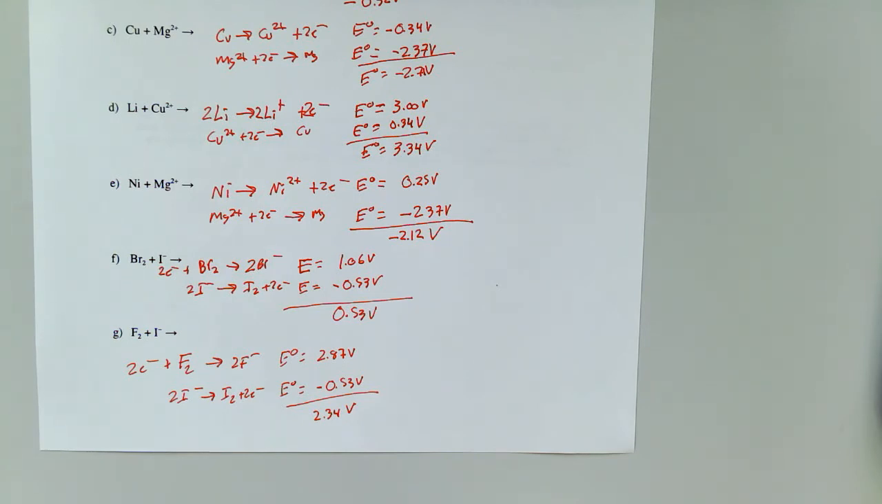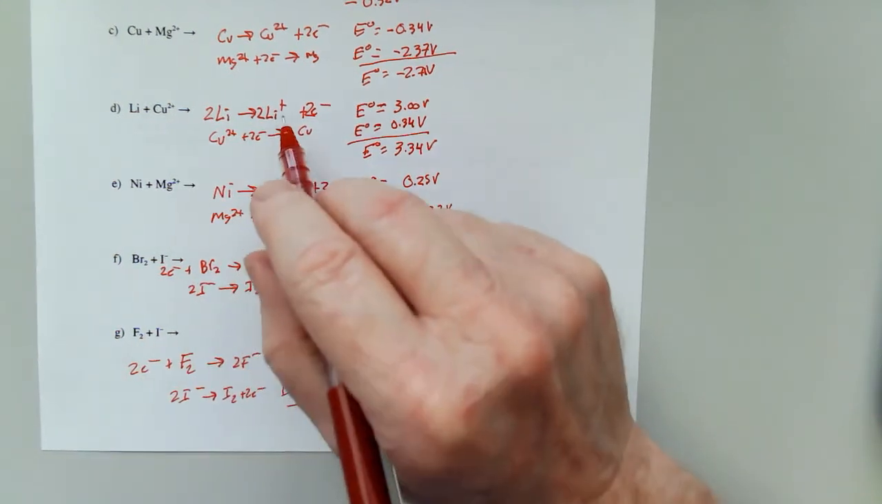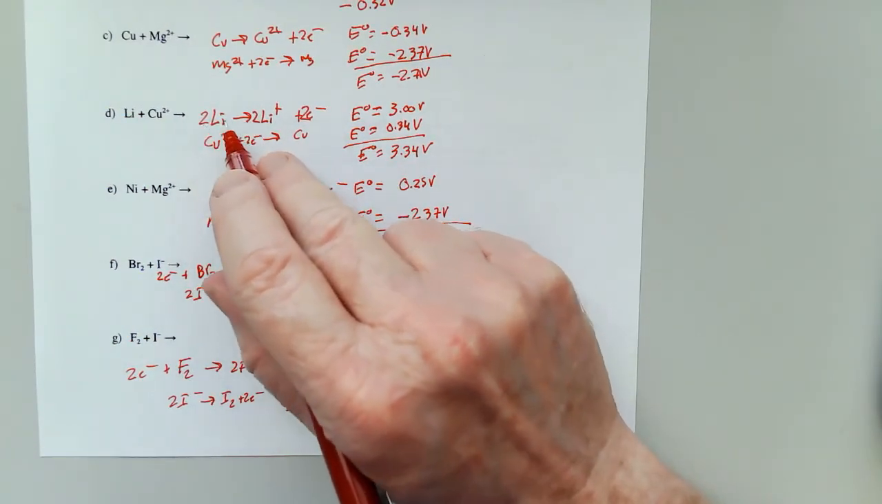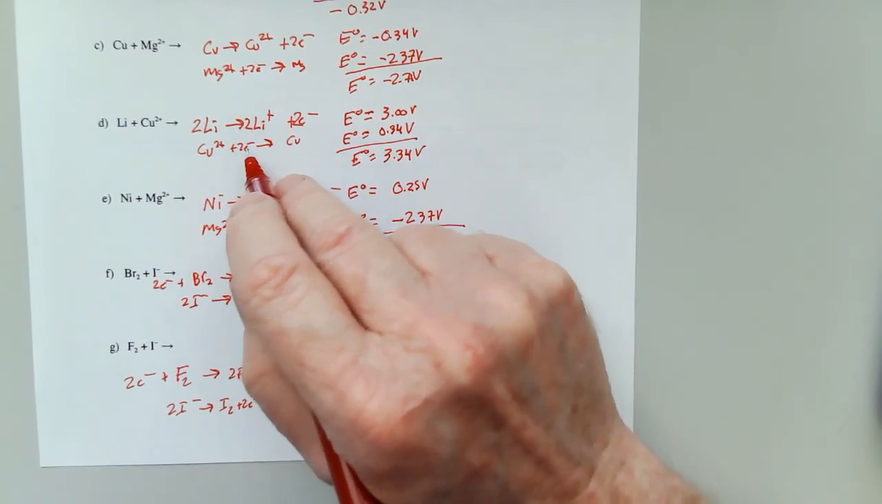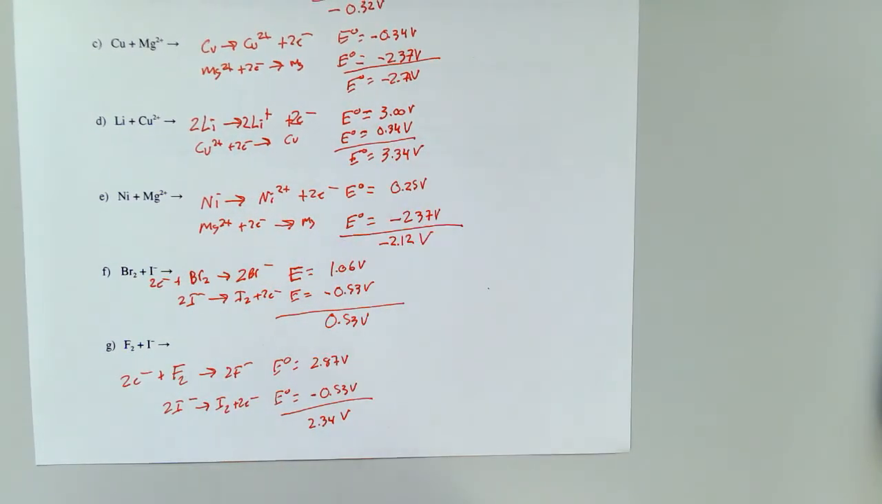Okay. There you go. Get a lot of practice in on this. The biggest thing I can remind you of, like with this one, you might multiply this equation by 2 to make the electrons cancel, but do not change the value of the EMF.